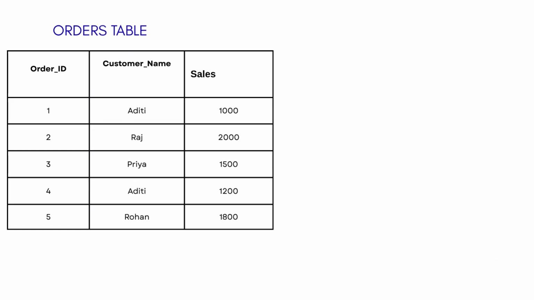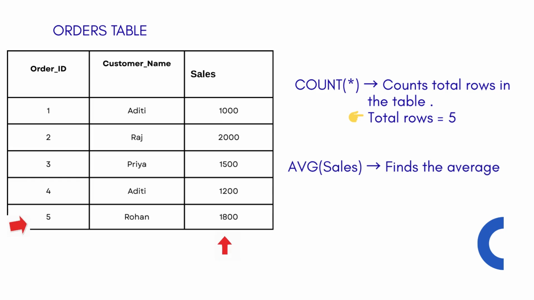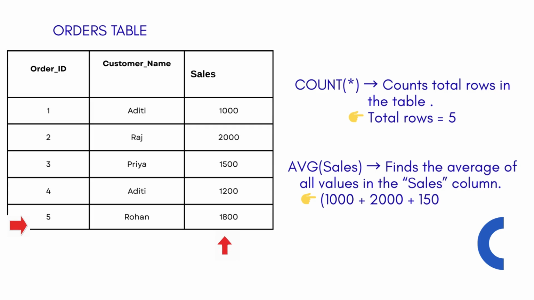The count function will count total rows in the table. That is, total rows is equal to 5. The average function finds the average of all values in the sales column. So total customers is 5 and average is 1500.